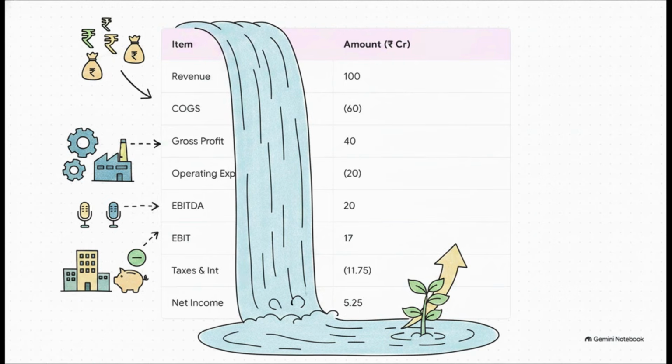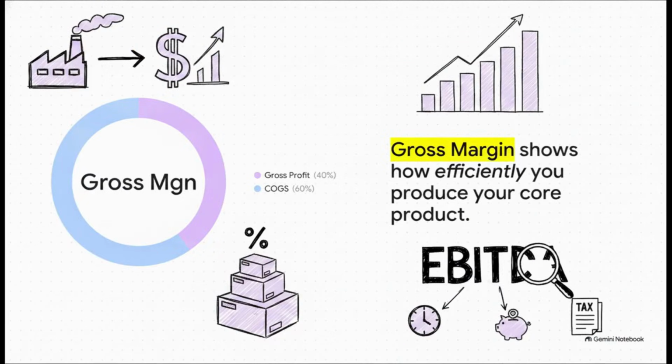Next, we pull out everyday operating expenses, think administrative salaries or marketing, to reach EBITDA. That's earnings before interest, taxes, depreciation, amortization. From there, we subtract non-cash depreciation to get EBIT, pull out the interest we owe the bank to get earnings before tax, and finally we deduct taxes to land at a 5.25 crore rupee net income. Doing this allows us to evaluate very specific layers of profitability.